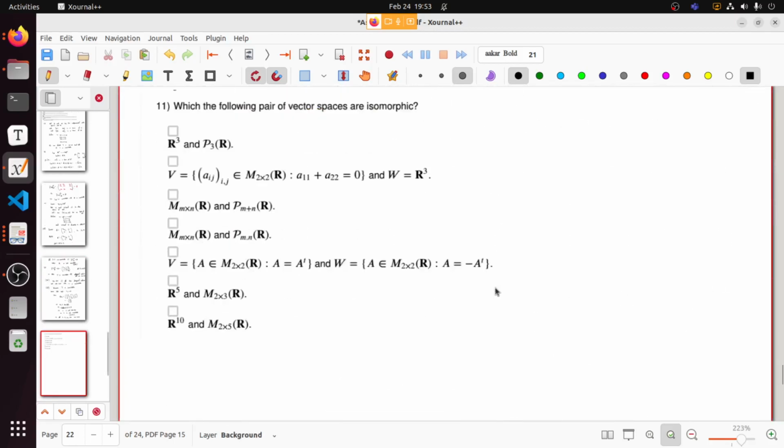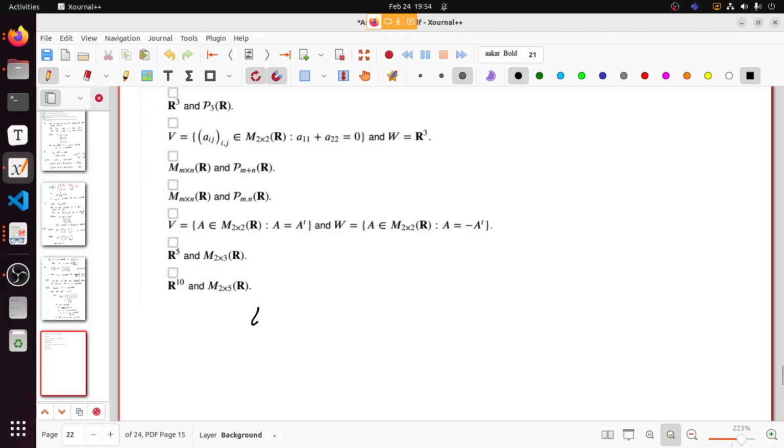So now let's move to question number 11. What is it saying? Which of the following pairs of vector spaces are isomorphic? You have to check whether there exists an invertible linear map from one to the other. Note one thing: if two spaces are isomorphic, then their dimensions should be the same. It was done in the class, because an isomorphism is 1-1 and onto.